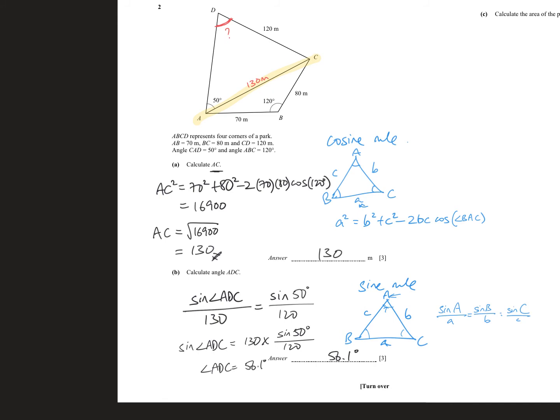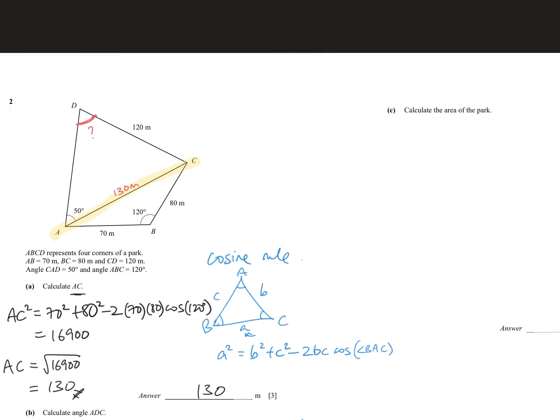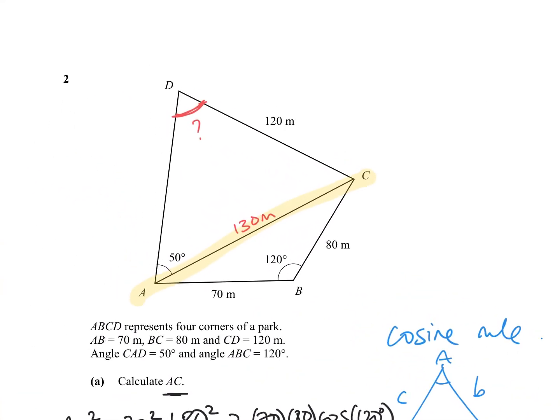Okay, now let's move to the last part. Calculate the area of the park. So we want the area of this entire park. One key thing to note is that this whole thing is made up of two triangles. You can ask yourself, do I know a formula that allows me to calculate the area of this whole thing? It's not a square, it's not a rhombus, it's not anything that I know. All the sides seem to be different, the angles all seem to be different. I don't know any formula, but I know it's made up of two triangles, that much is clear.